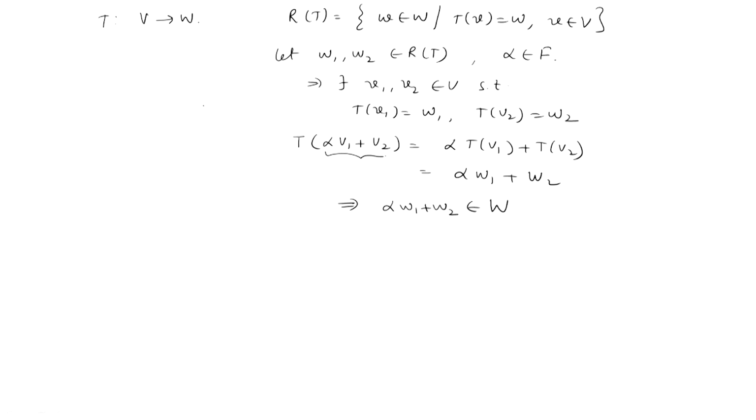and this implies alpha w1 plus w2 belongs to W, because this element is in V, and we have shown that there exists an element in V whose image is alpha w1 plus w2. That means this is in R(T) by the definition of R(T). So, this implies R(T) is a subspace of W.